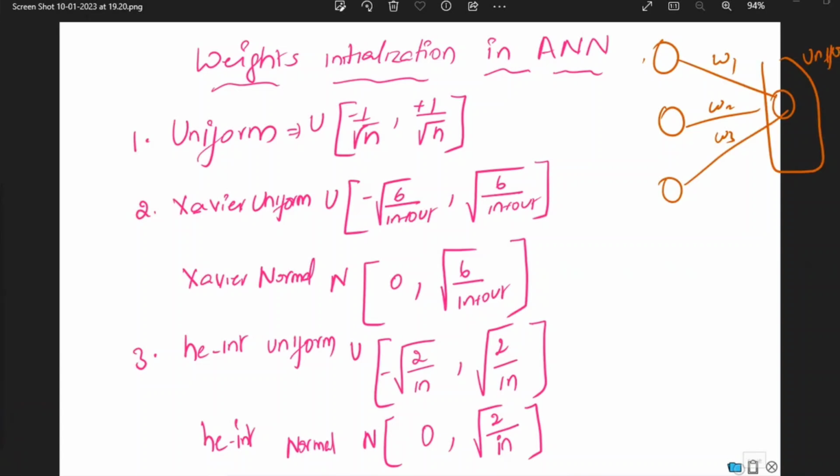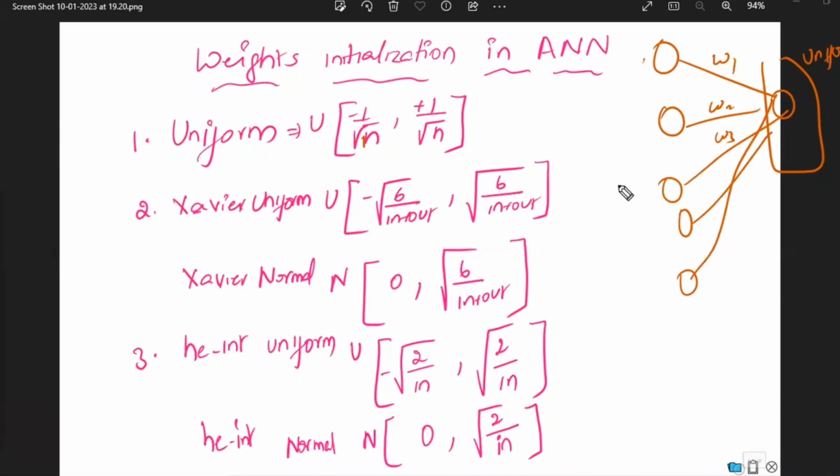Now what is uniform? Uniform distribution between minus 1 by square root of the number of input neurons. For this layer, how many input neurons are there? 3 input neurons. For this layer, input neurons are 4, means 4. For the entire layer, how many input neurons is it considering? It is considering 5 means 5, 10 means 10, whatever it is.